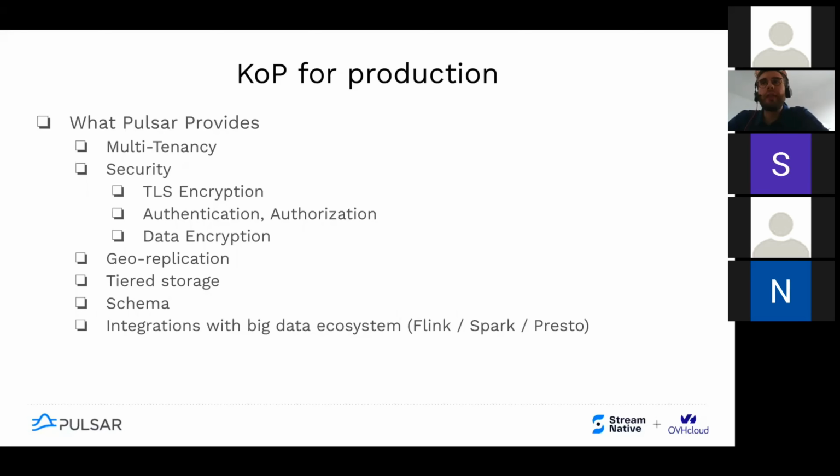So this is the checklist of what Pulsar provides, so I will go just briefly on it. Pulsar provides multi-tenancy, security, geo-replication, tiered storage, schema, and integration with the big data ecosystem. Because we are running on top of Apache Pulsar, we have geo-replication and tiered storage enabled on Kafka-on-Pulsar. And then we decided to work on multi-tenancy and security. So yeah, let's dive in a bit on those.